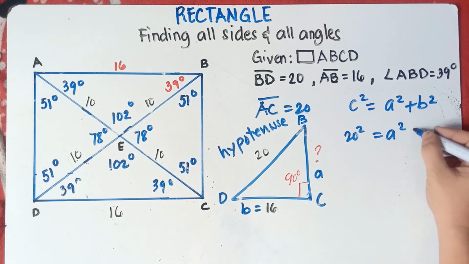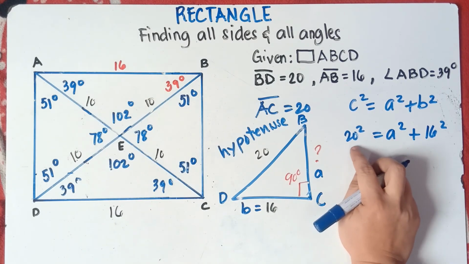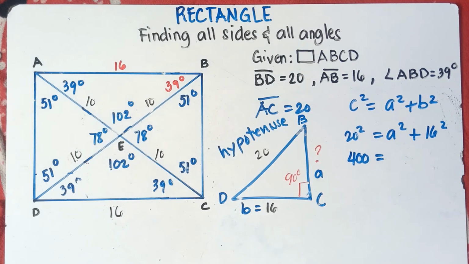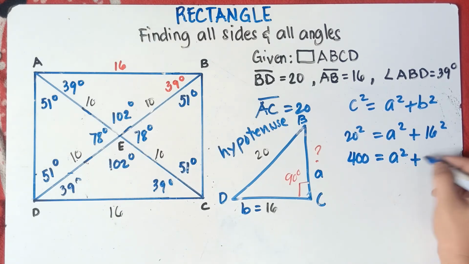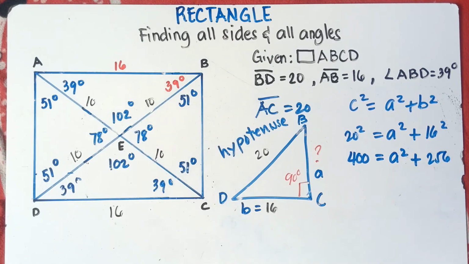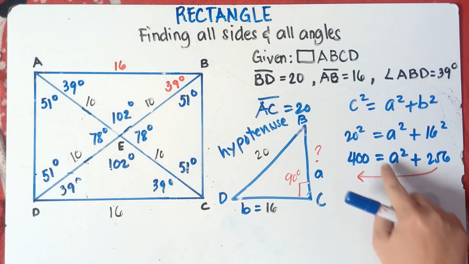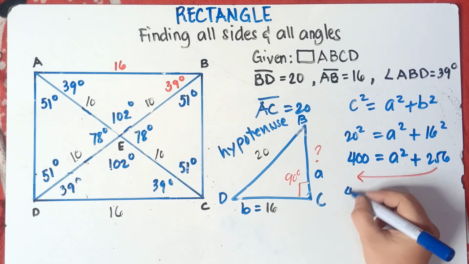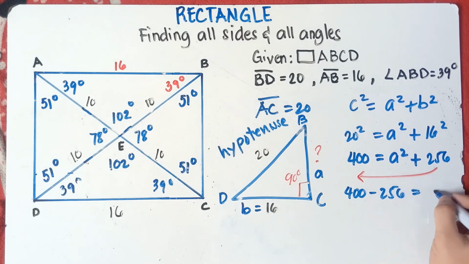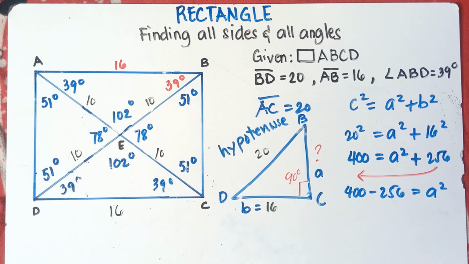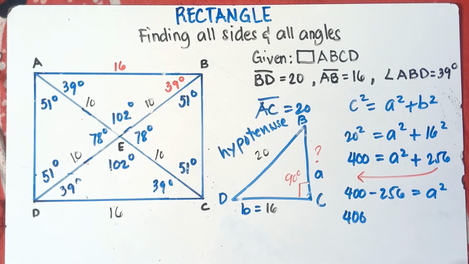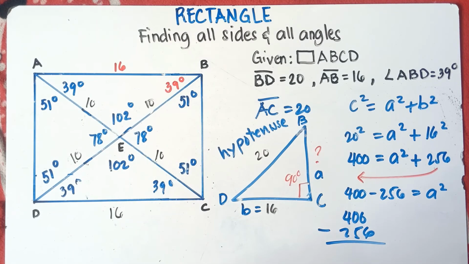So, copy A squared plus our B is 16, so 16 squared. So this will be 20 squared. 20 times 20, that's 400, equals A squared plus 16 times 16, that is 256. So to get the value of A, you transpose 256 from right to left, so that the remaining term on the right side of this equal sign is only A squared. So this will be 400 minus 256 equals A squared. So 400 minus 256. What's the answer to this? Let me just subtract this one. I think it's 144.